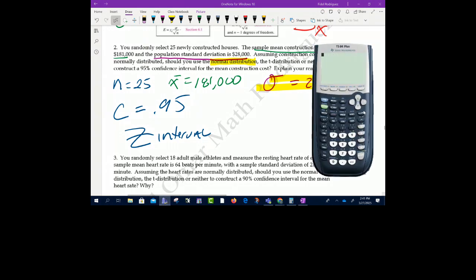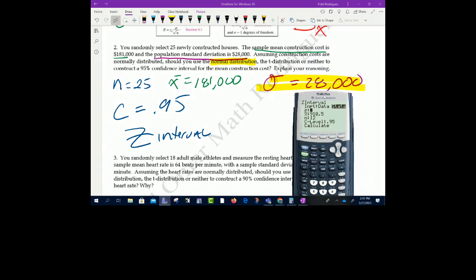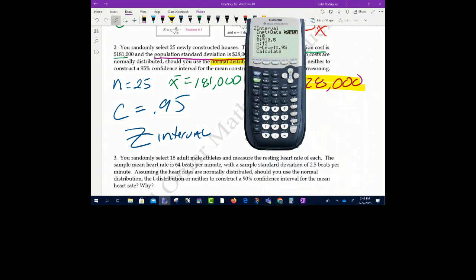So look, let's clear everything out. Let's go to stat. Let's scroll over to tests. We're going to do number 7, the Z interval. Y'all, again, on my calculator right now, it says data. I don't want to go to data. I want to go to stats. I'm going to hit enter. Okay, let's start entering some info in. Sigma. We said in this case, y'all, sigma was 28,000. I'm going to type that in. My X bar, y'all, we had 181,000.